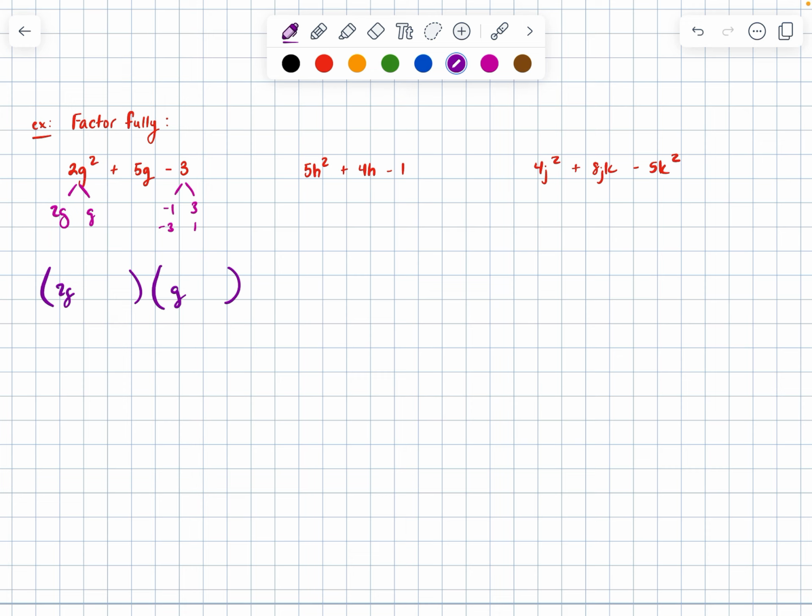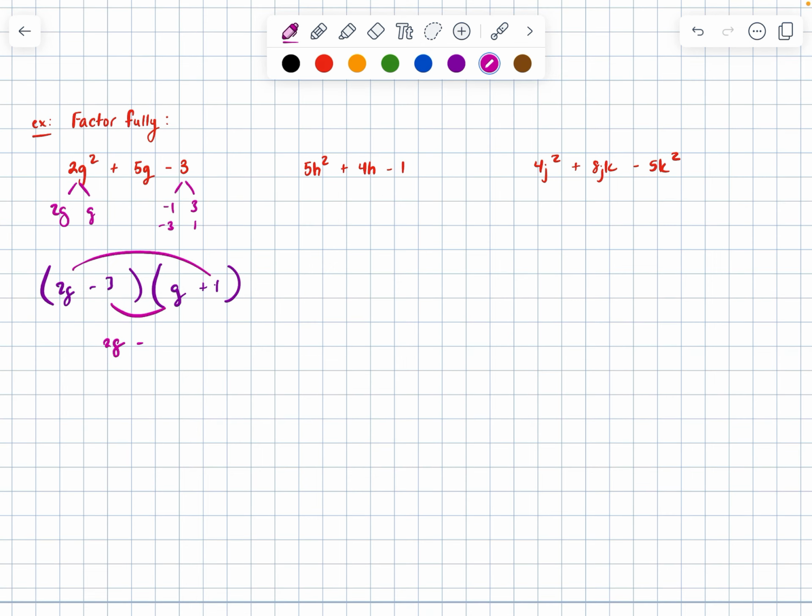Maybe I find it on the first pass, maybe I don't. Well, let me try with the negative 3 and the positive 1. Maybe it works, maybe it doesn't. Only way I can be sure is to check. So checking my middle term. 2g times 1, this is going to get me 2g. Negative 3 times g gets me negative 3g. This guy, put them together, we get negative g. This is not my correct factorization.